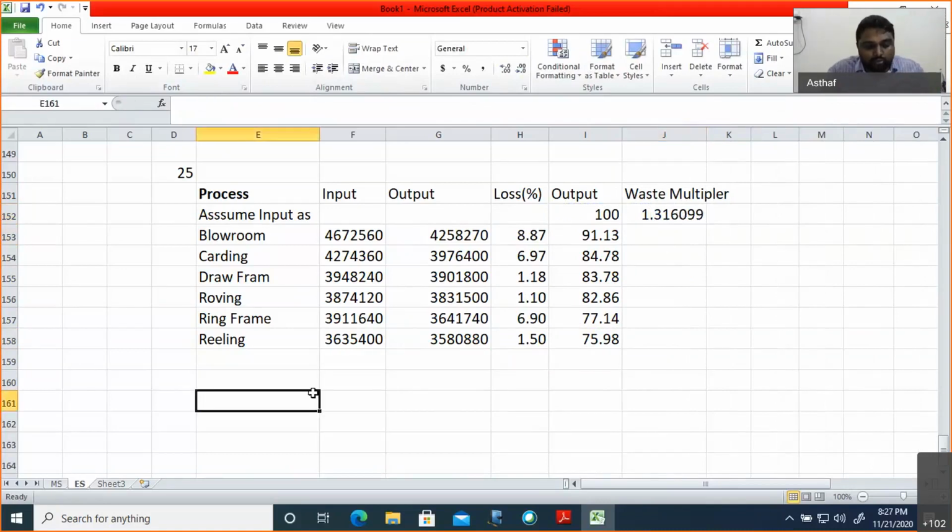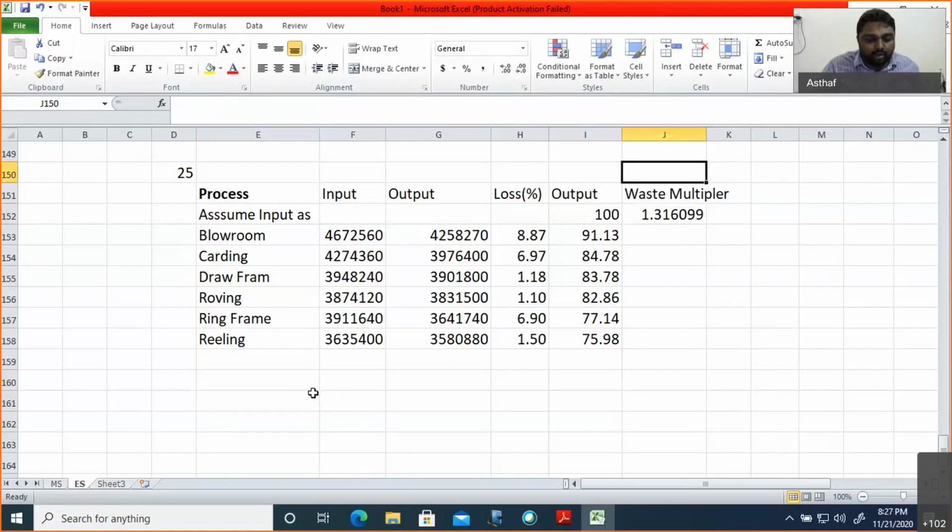That is, if you want one output, the waste multiplier is, in each process we have lost. If you want one output, the input we have to give is 1.3079. That is, it tells the input-output ratio. I will tell you one example. For exam purposes nothing is required, but I am giving you clarity. So this is the input-output ratio.